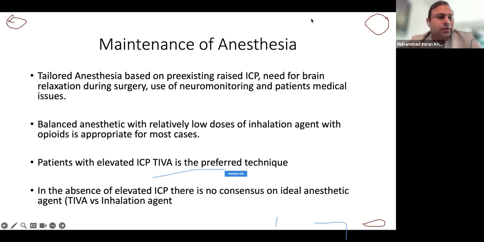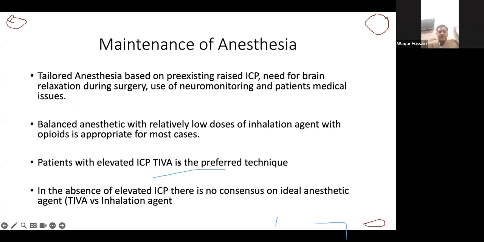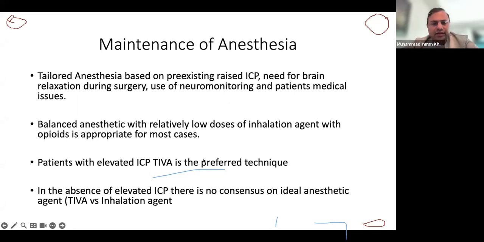A meta-analysis including 14 studies with over 1,800 patients who underwent craniotomy reported various outcome measures for TIVA compared with inhalation anesthesia. ICP was approximately 5 millimeters lower, and CPP approximately 16 millimeters of mercury higher with TIVA than with inhalation anesthesia, with no difference in the operative conditions after dural opening, recovery profiles, post-operative complications, or neurologic outcomes. So, in the absence of elevated ICP, there is no consensus on ideal anesthetic agents.